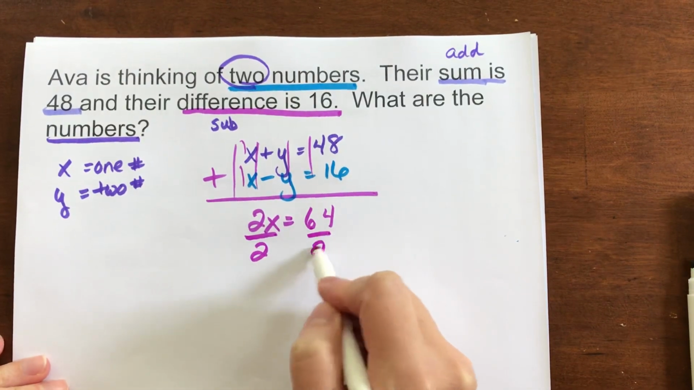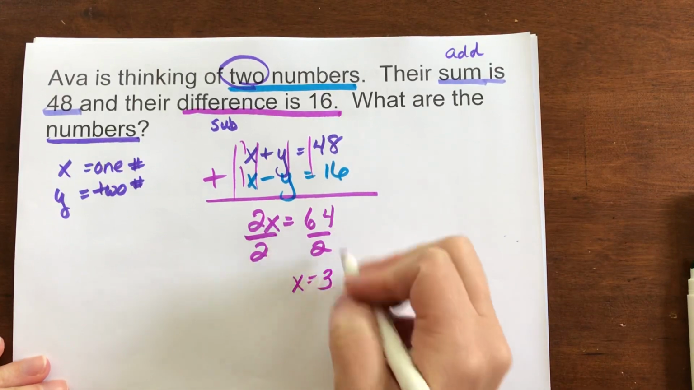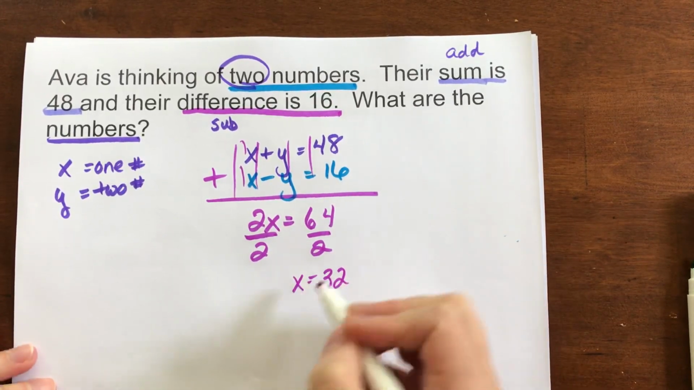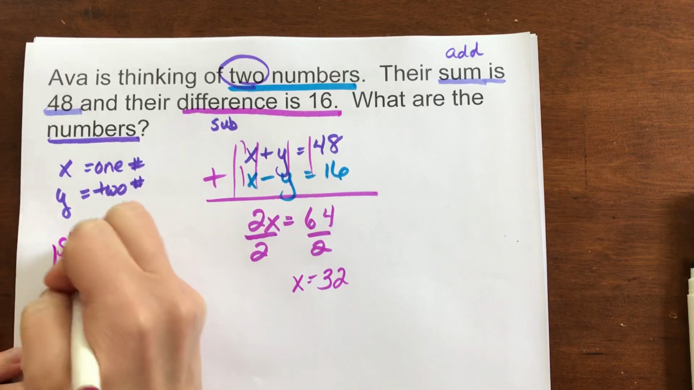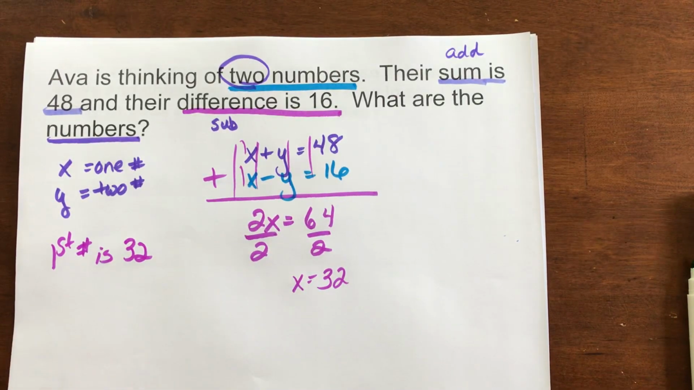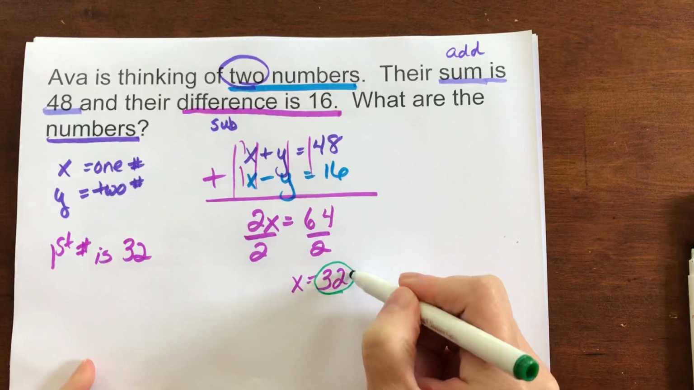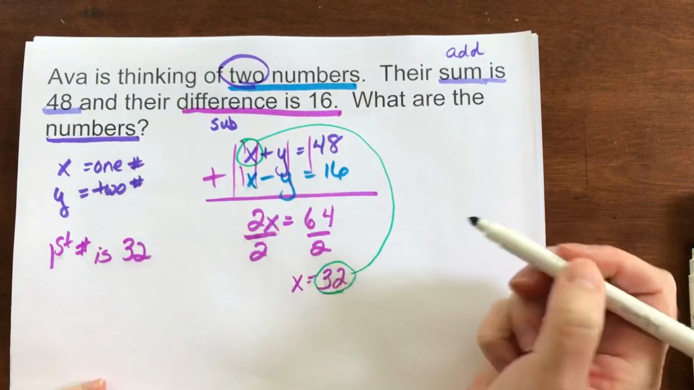So 2 goes into 64. 2 goes into 6, 3, 2 goes into 4 twice. So x, so the first number is 32. Well, how do you find the second number? Well, all you got to do is take the 32 and plug it into one of the x's. I'm going to go the top one because there's no negative sign up there.